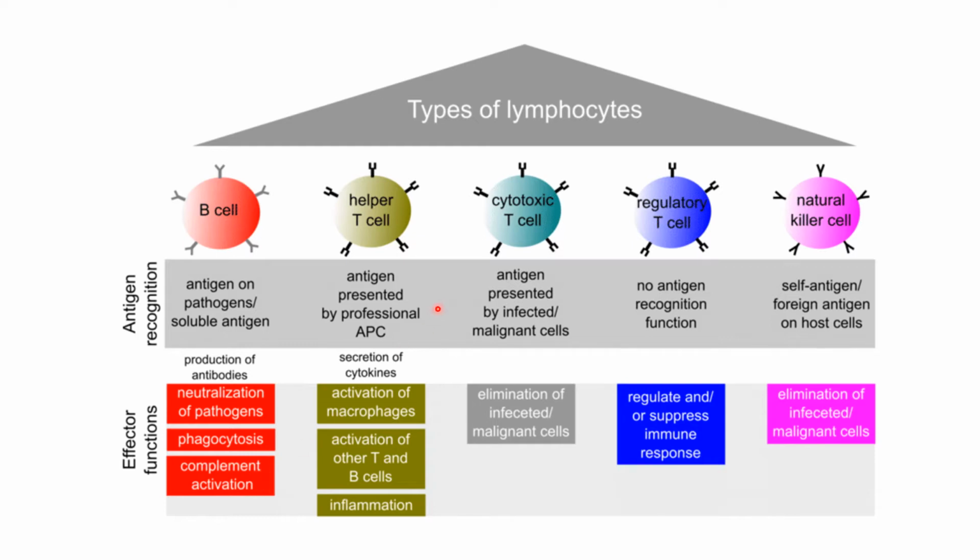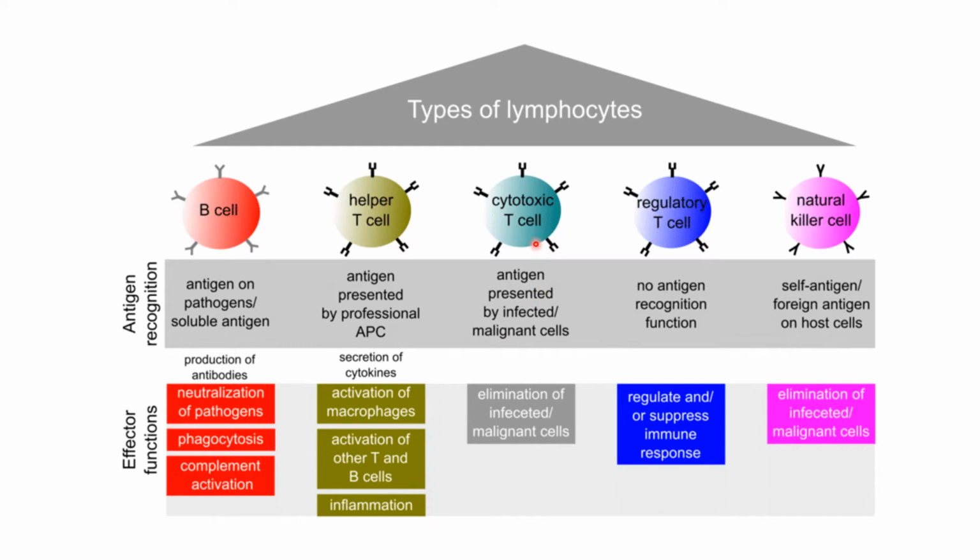The T lymphocytes are further of several types: the helper T cells, cytotoxic T cells, and regulatory or suppressor T cells. Helper T cells perform the function of activation of macrophages, activation of other T and B cells, and take part in inflammation.